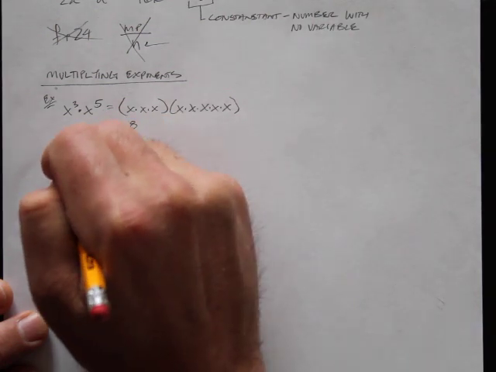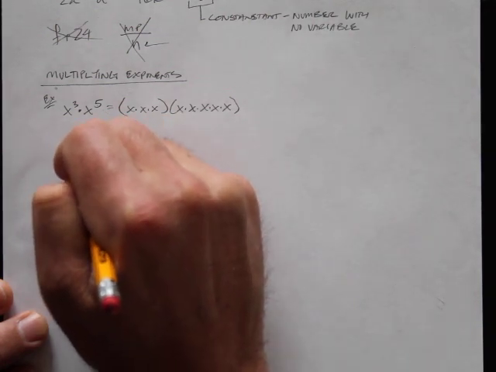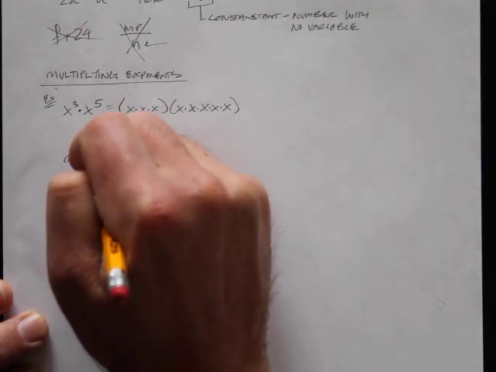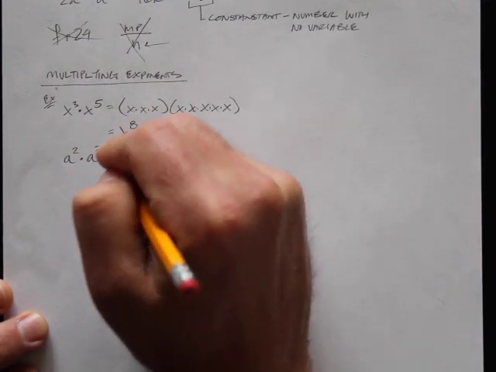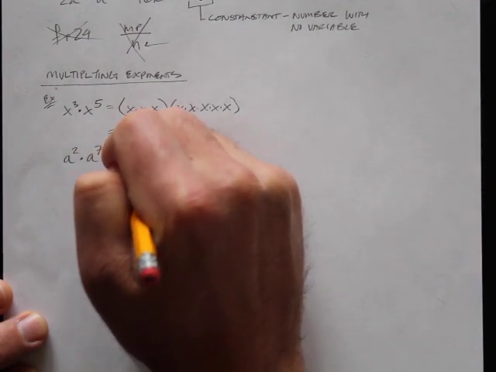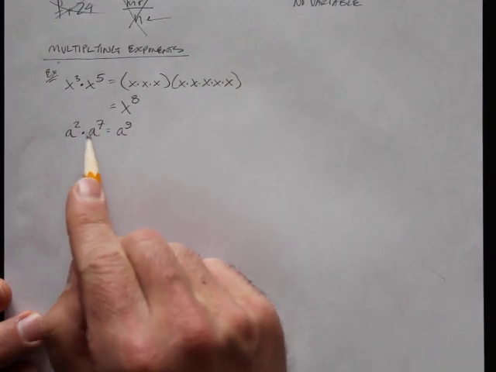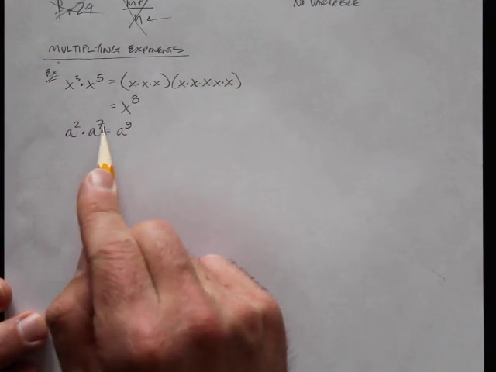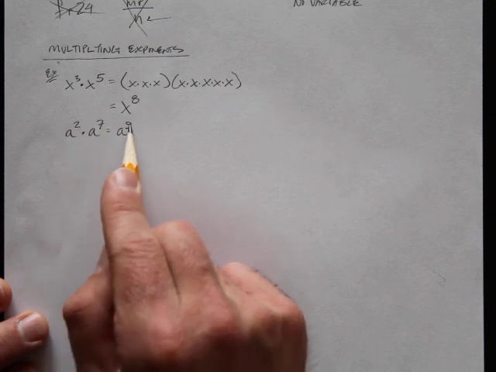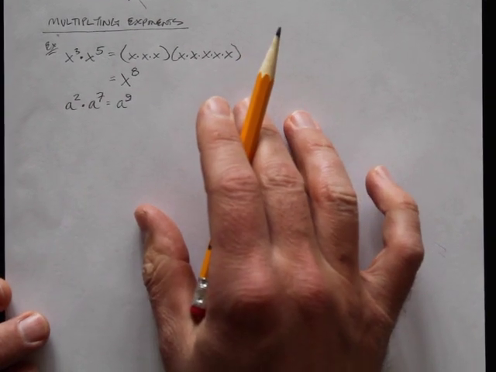So here's another example. What if I say this? a squared times a to the 7th equals a to the 9th power. 2 plus 7 is 9. So when I'm multiplying numbers with exponents, then I add the exponents together.